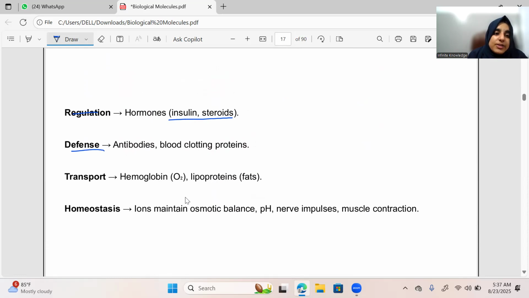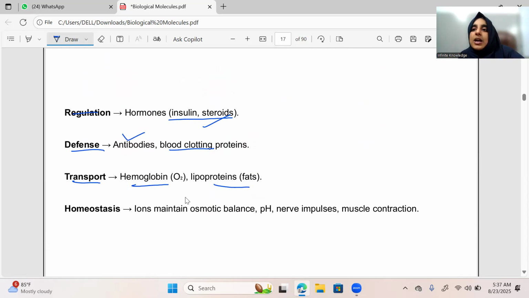Next, we move on to defense. Defense, we have got antibodies. Defense is basically the whole immune system of an organism, right? It produces antibodies and it also produces blood clotting proteins that basically don't allow any infection to enter our body. Next, there is transport, which is in the form of hemoglobin, lipoproteins, and fats.